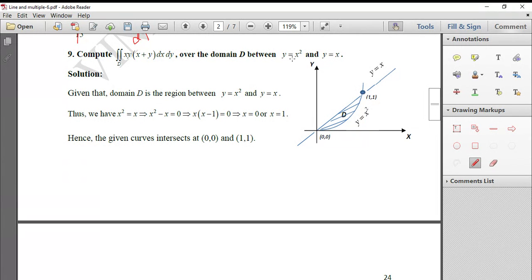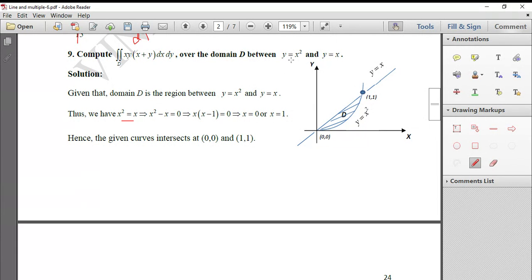Now first, how to find the point of intersection of these two? Very simple. Since left sides are equal, right hand sides are also equal. That means x square will be equal to x. Right? X square equal to x implies x square minus x equal to 0. Take common factor, so you'll get x into x minus 1 equal to 0. That means either x equal to 0 or x equal to 1. That means these two curves intersect at the point when x is 0 and x is 1.